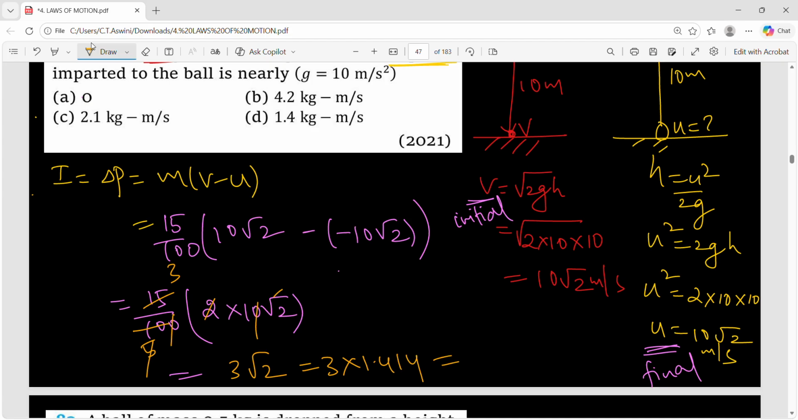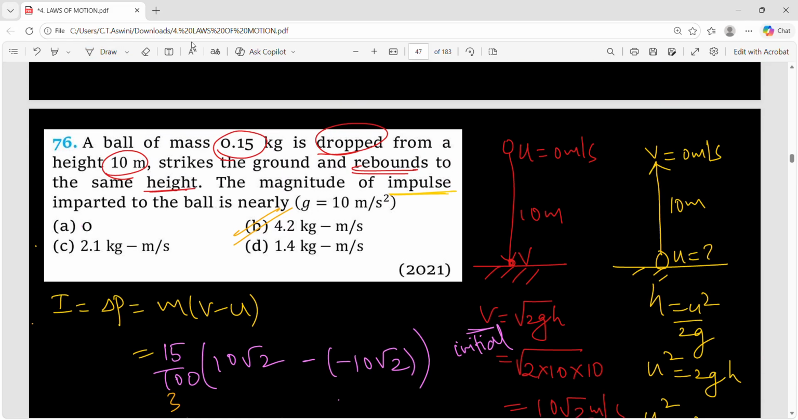So how much will you get? 3 root 2. So 3 into root 2, where root 2 is 1.414. So the answer is more than 3. 3 into 1 is 3. Extra 0.414 is there. So approximately, if you see the options, the closest option is 4.2. So the answer is 4.2. Clear with this?